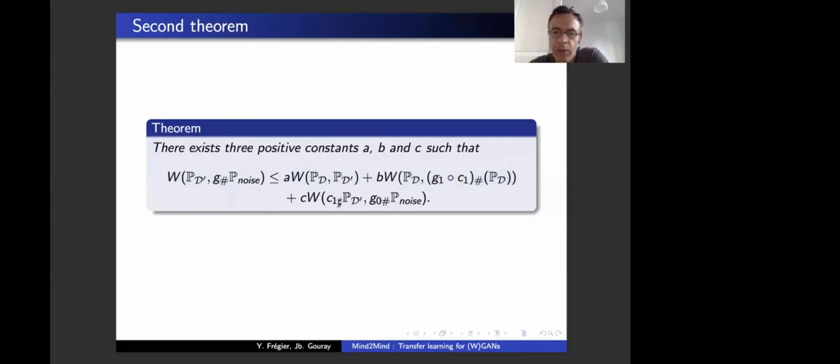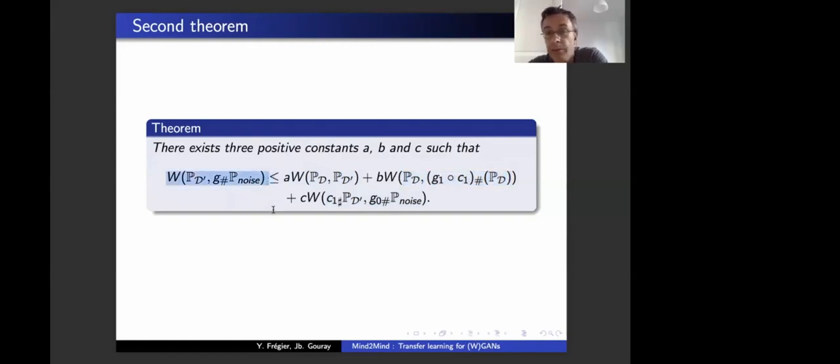And we also want that we have done a good job at learning the encoded distribution. C1 sharp of the new distribution is the encoded distribution, and G0 P noise is our MIND GAN. So if we do a good job at learning in the mind, and if the two distributions are close enough, and if we have a good autoencoder on the original data set, then we have a good GAN.